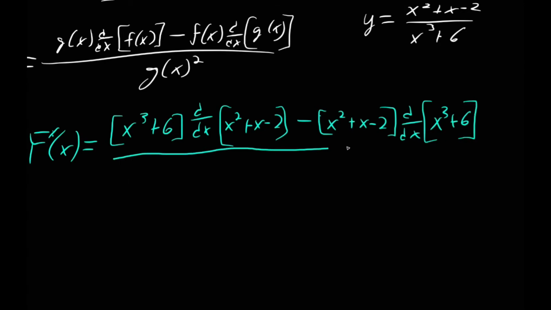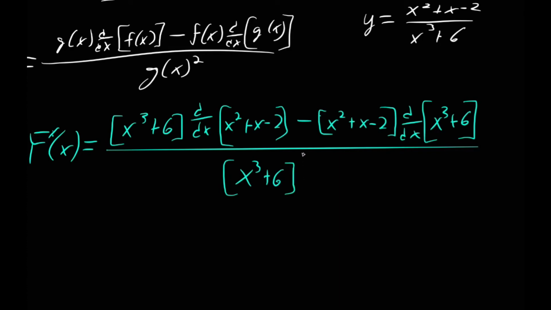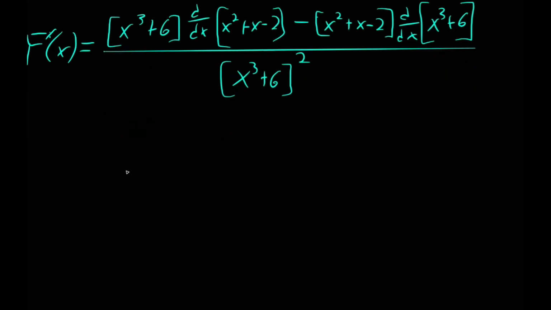And then all of that over, in parentheses, x cubed plus 6 squared. Yeah, that is a lot. It is a mouthful. We have x cubed plus 6 d dx of x squared plus x minus 2 minus x squared plus x minus 2 d dx of x cubed plus 6 over x cubed plus 6 quantity squared. That is a lot of stuff, but let's break it down just like we did with the product rule and do it piece by piece.